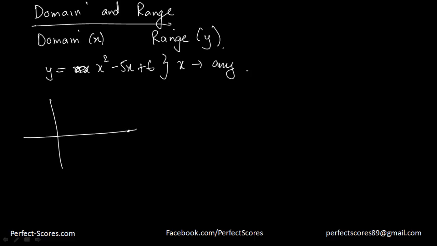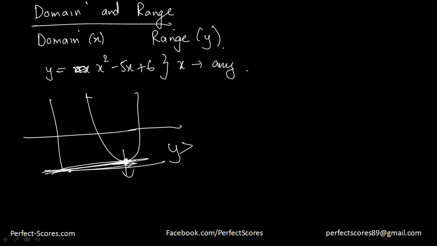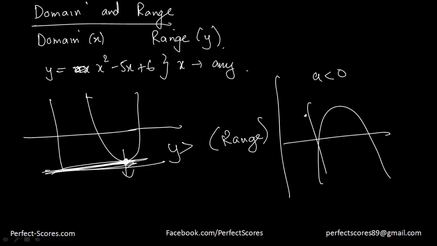So if I have a quadratic function, then y will not be able to go below this specific value, isn't it? So y will not be able to go below this, which means y always has to be greater than this value. This is how you get the range of this function. So I hope you're able to get my point. Another thing is that if a is less than 0, then this is how the quadratic function looks like. That means y cannot go beyond this. That means y cannot go above this value. That means y will always stay less than this value.